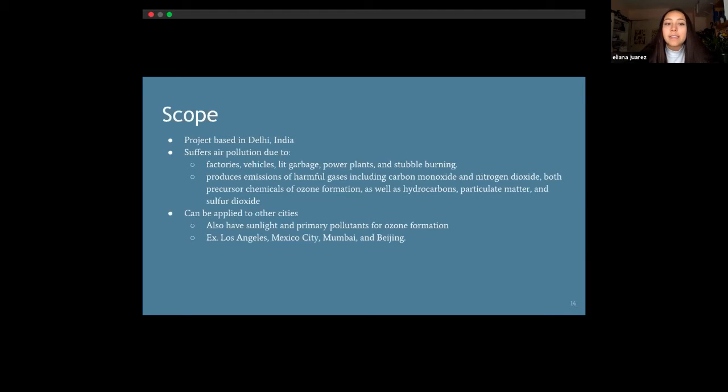One thing about this code is that it can be applied to other cities, as they also experience sunlight and these other primary pollutants that are necessary for ozone formation. And some examples of other high ozone cities that this code could be applied to include Los Angeles, Mexico City, Mumbai, and Beijing.